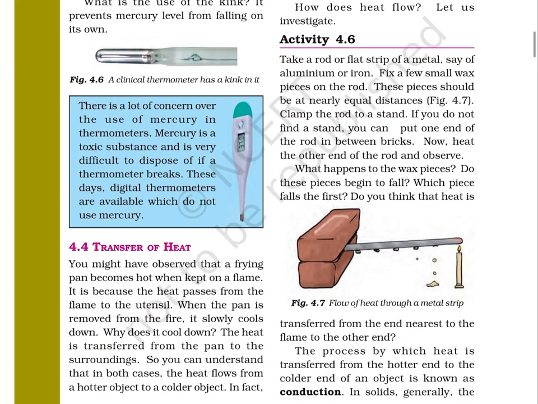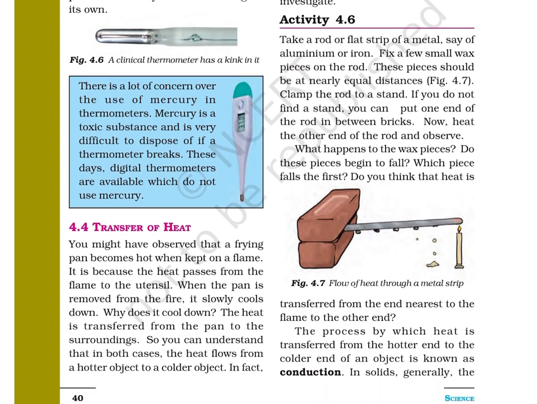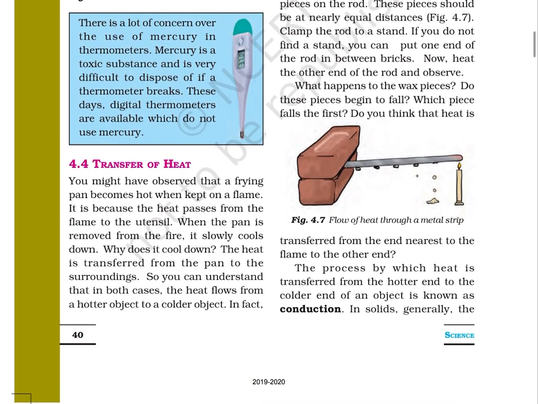Activity 4.6. Take a rod or flat strip of a metal, say of aluminum or iron. Fix a few small wax pieces on the rod. These pieces should be at nearly equal distances. You can observe this in figure 4.7. Clamp the rod to a stand. If you do not find a stand, you can put one end of the rod in between bricks. Now, heat the other end of the rod and observe.